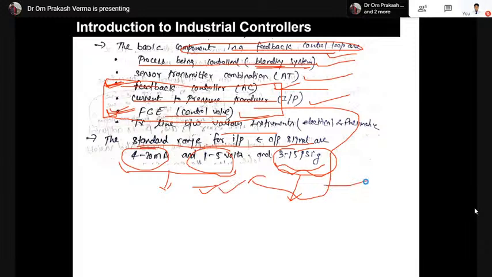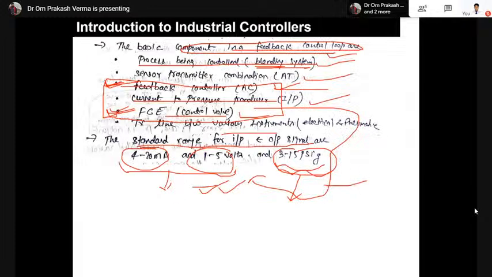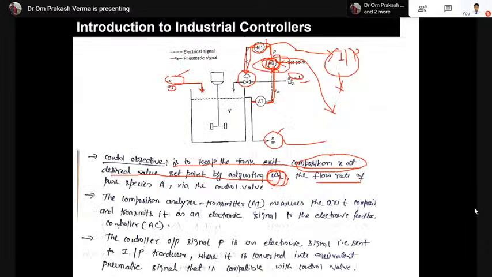Now, what are the different industrial controllers? The automatic controller, the feedback controller. This is the part we are going to study, the automatic control part.